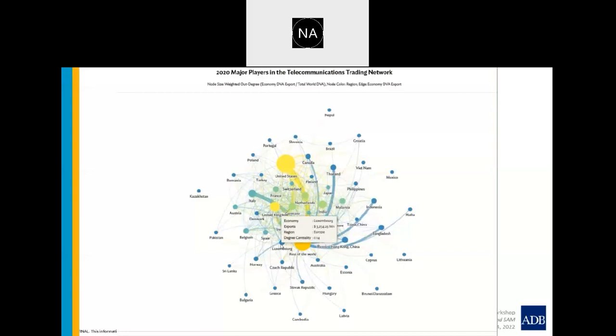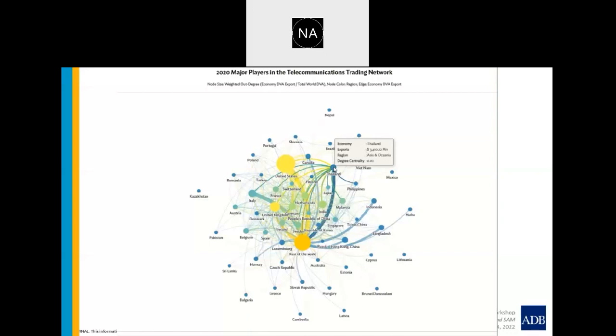But interestingly, China, which has a low total exports of $942 million, India is even higher. Luxembourg is higher at $3,000 million, but the degree centrality is higher for China compared to, say, Luxembourg. China is at 0.18, while Luxembourg is 0.14.